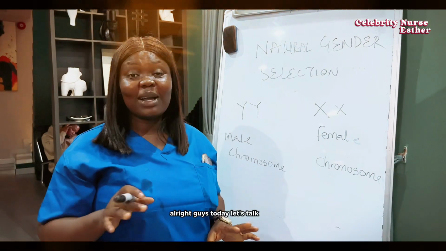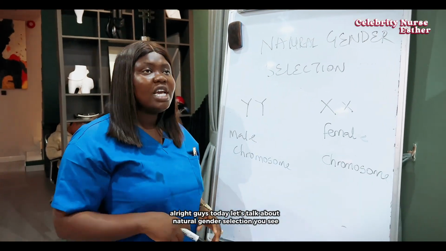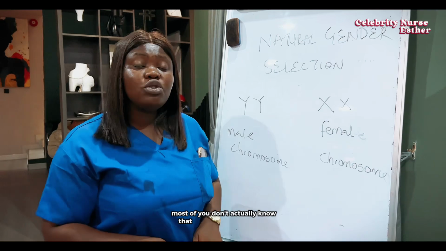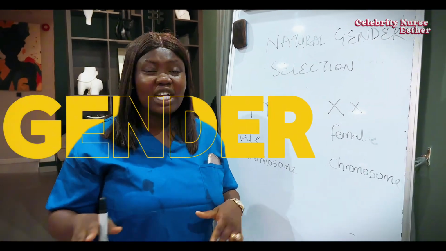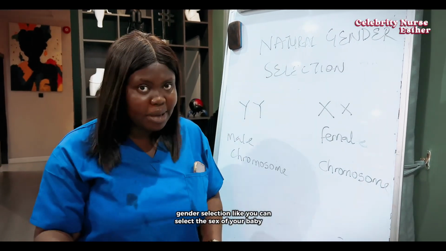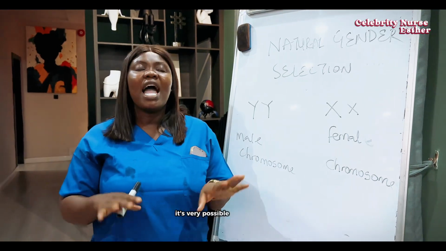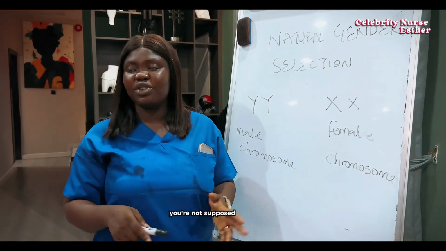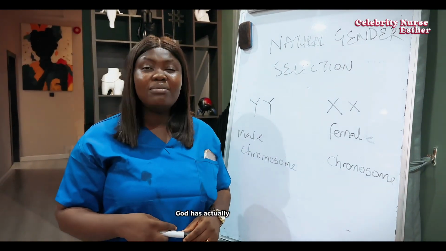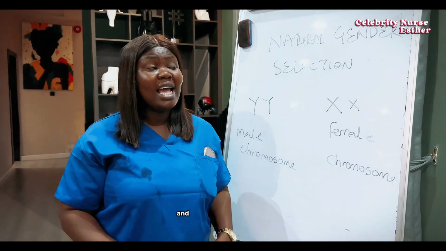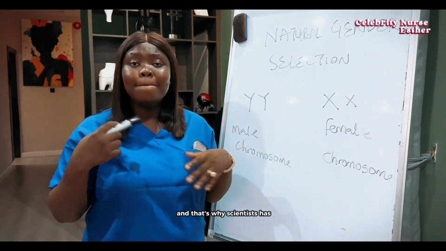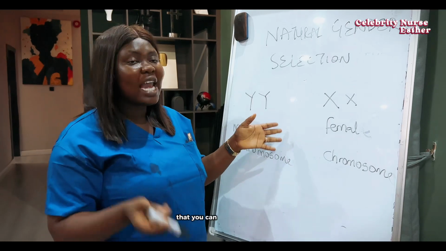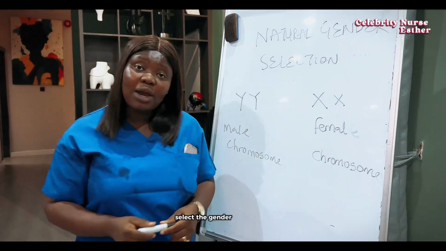All right, guys, today let's talk about natural gender selection. You see, most of you don't actually know that you can do natural gender selection. Like, you can select the sex of your baby. Yes, it's very possible. I know some people will say, oh, are you God? You're not supposed to tell us this. But listen, God has actually made things easy for us. And that's why scientists have made it easy, so that you can actually select the gender of your baby.